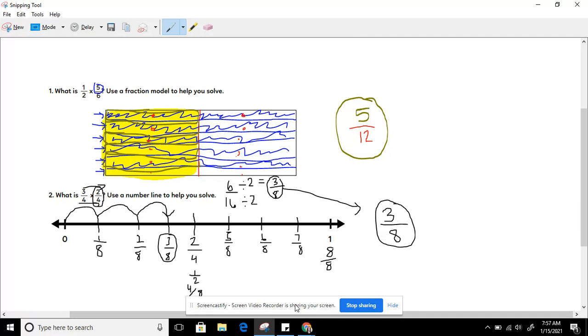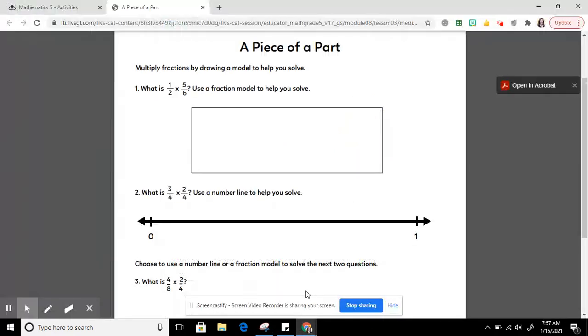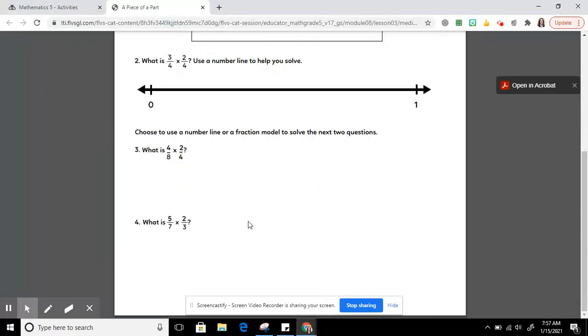On your worksheet, so I'm going to go back to that worksheet, you're going to be doing 3 and 4. And as I said, you can choose how you do this work. You can do a fraction model for both 3 and 4. You can use a number line for 3 and 4. You could do one or the other. You could do the number line for number 3 or the fraction model for number 4. It's up to you, as long as you're using one of the models to show me your work.